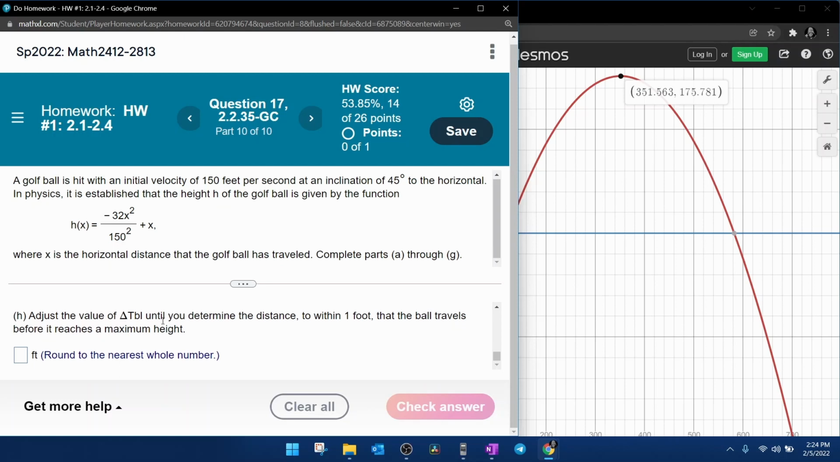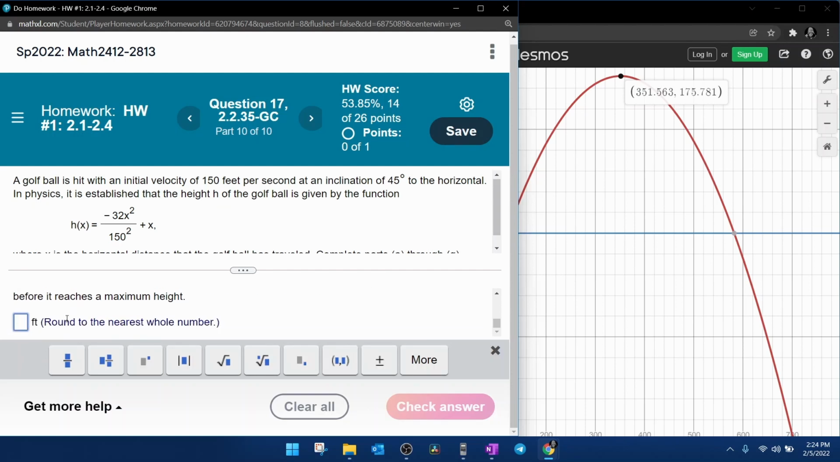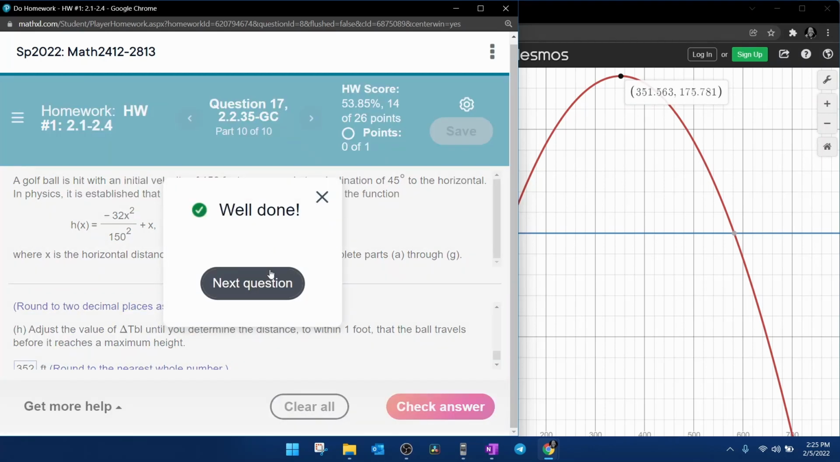Adjust the value of delta t. Again, this is talking about TI-84 stuff. To within 1 foot, the ball travels before it reaches a maximum height. Again, we can do that because we have our Desmos window open, and it wants it rounded to the nearest whole number. How many feet? That's 352 feet, rounded to the nearest foot. And I believe that's going to do it for this particular problem.